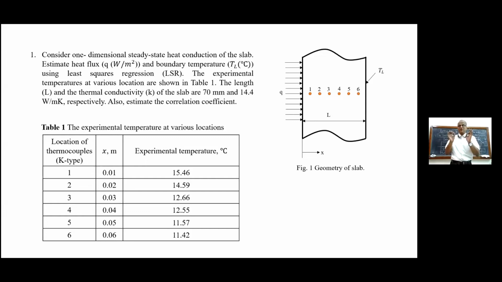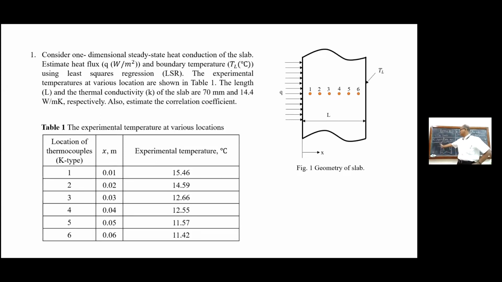Now, if you ask me, sir, you bragged about error. I just take it that the error is plus or minus, so we call it sigma, plus or minus 0.2 degrees centigrade. It won't enter the problem now. That means if the temperature is 15.46, it could be 15.46 plus or minus 0.2, 14.59 plus or minus 0.2.